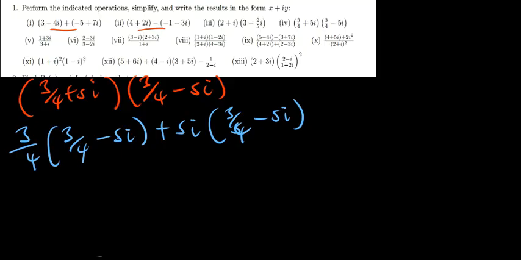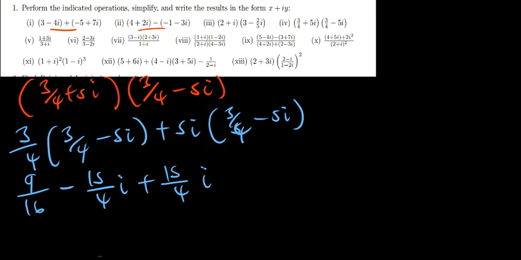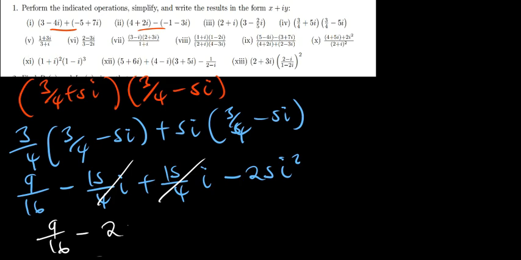9 over 16. So I have 9 over 16, then minus 3 times 5 is 15 over 4i, plus 5 times 3 is going to be 15 over 4i. Then 5 times negative 5 is negative 25i squared, like that. Now we can clearly see that these two things can be cancelled out. It's going to give us 0. Then I'll end up having 9 over 16 minus 25i squared.